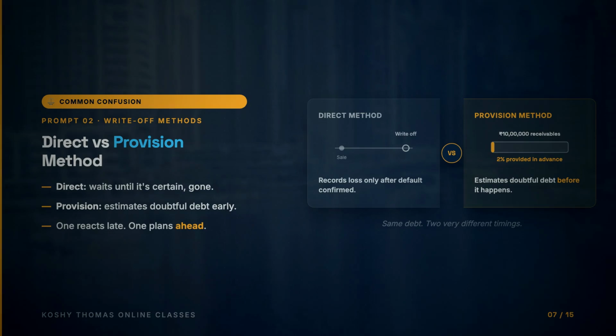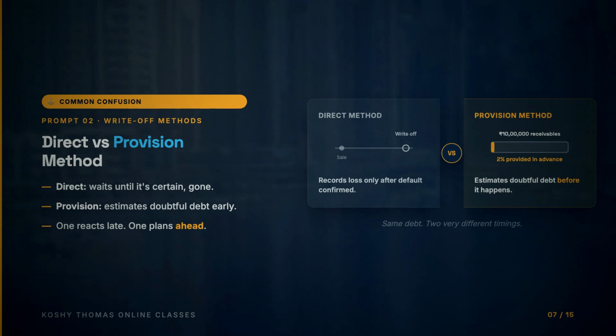Now here's where it confuses everyone. There are two ways to write this off. The direct method, what I just showed you, waits until you're sure the money is gone. Simple, but it delays reality. The provision method is smarter. At year end, you estimate a percentage of your total receivables as doubtful before anyone actually defaults.